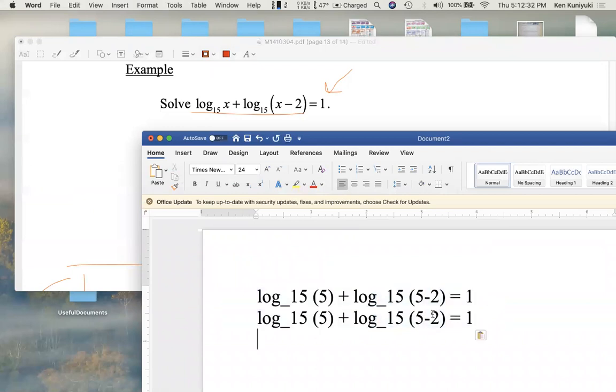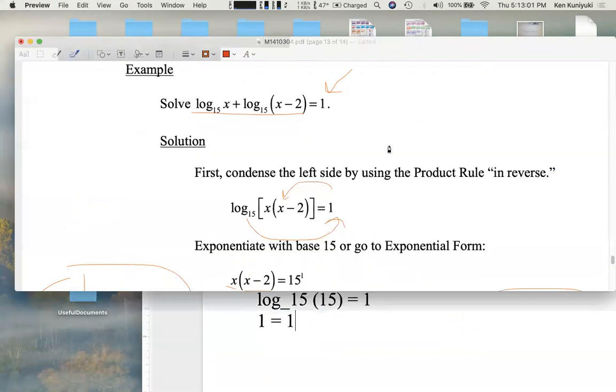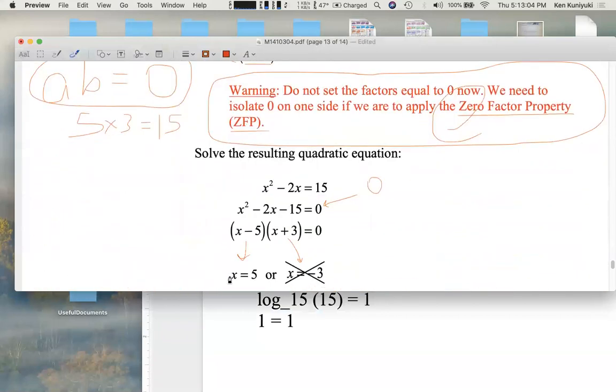Well, 5 minus 2 is 3. And then we could use the log properties. The sum of logs with the same base is the log of the product. Log base 15 of 15 times 3. Does that equal 1? Well, 5 times 3 is 15. And lo and behold, log base 15 of 15 is 1. That checks out. The 5 checks out.